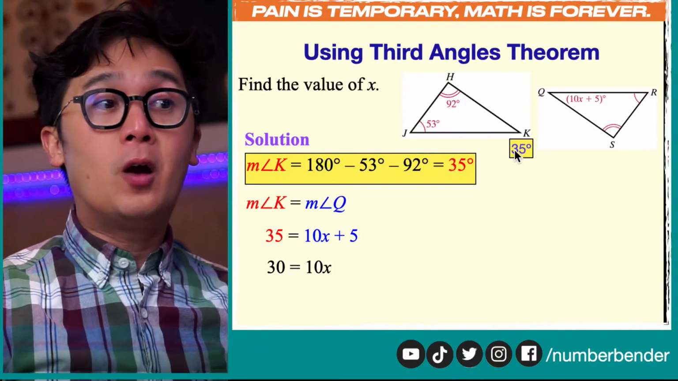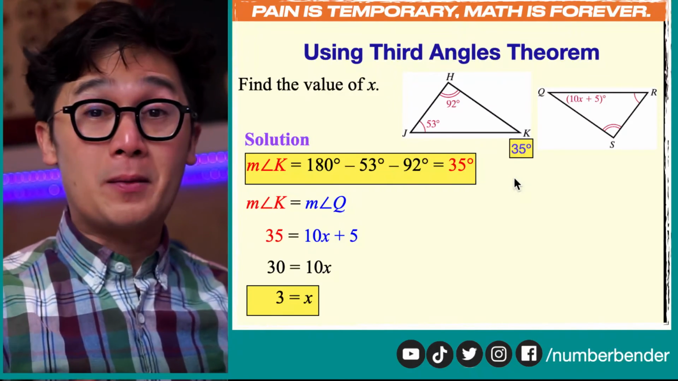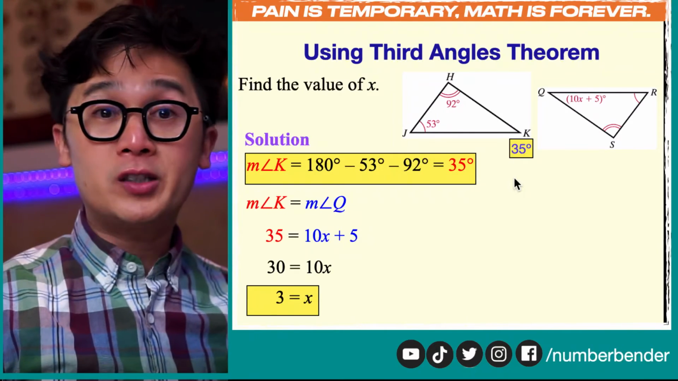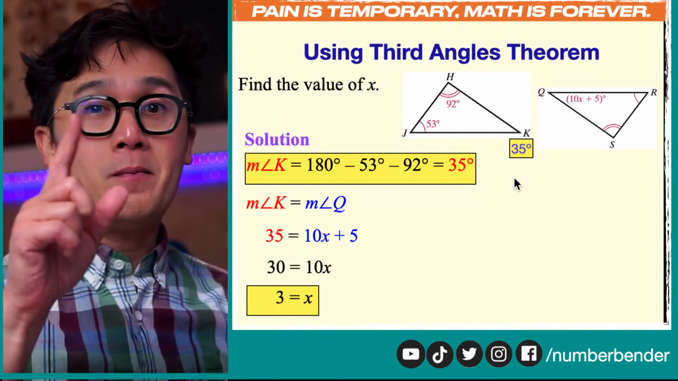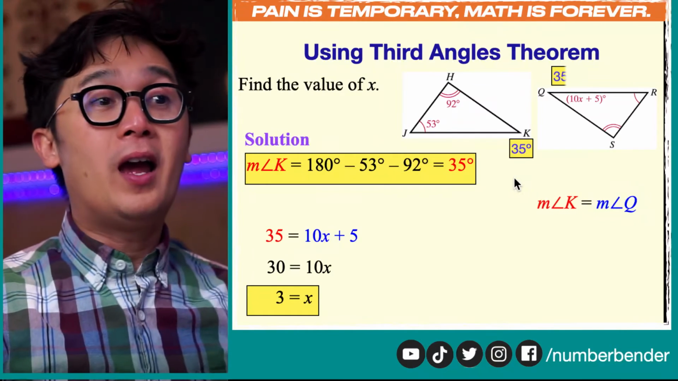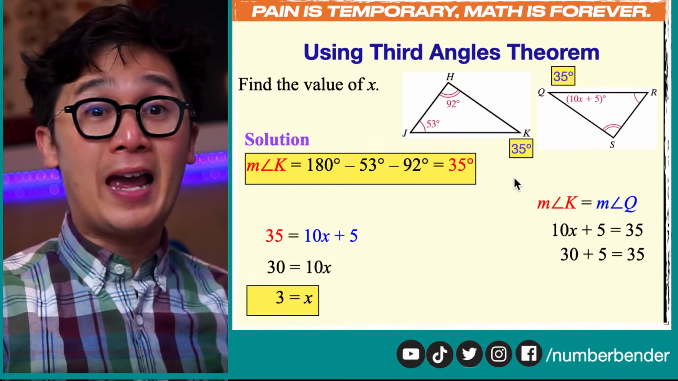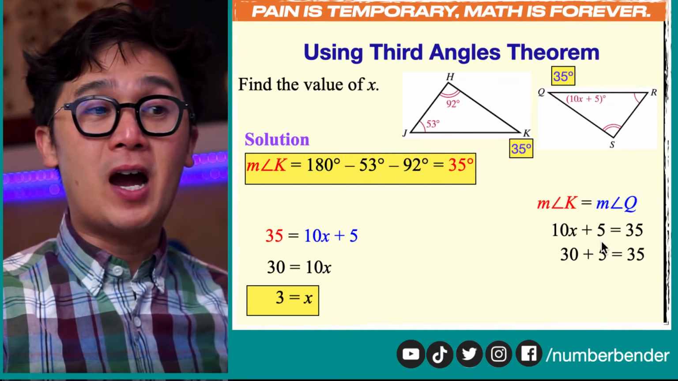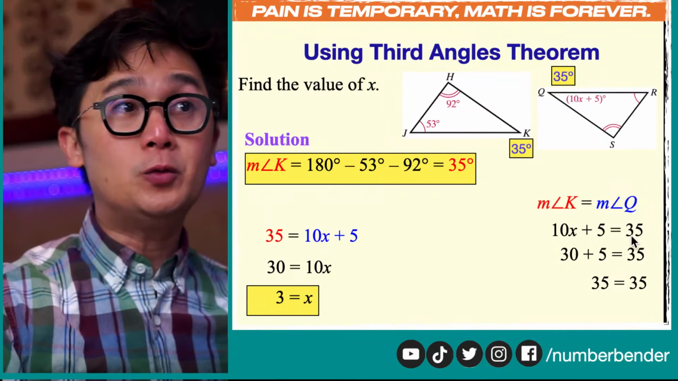And by doing so, we'll be able to find the measurement of Q. And without even doing the math, we know that Q will end up 35 degrees because they are corresponding, and we know that the triangles are congruent from the measurements that we are seeing in the given triangles. So now that we know that all we need to do is to equate K and Q, we can check using algebra that if we substitute the value of x into 10x plus 5, it will equal the measurement of Q, which is 35 degrees. Therefore, 35 is equal to 35.